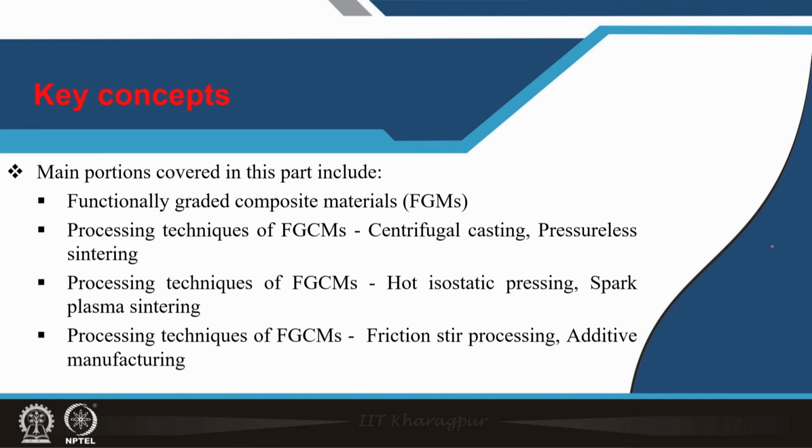You will see that FGMs can be fabricated by using both the melting casting route and the powder metallurgy route. As I discussed in the last lecture, FGMs are actually composite materials with a gradual gradation of the structure and composition along one particular direction, and depending upon the combinations like metal-metal or metal-ceramic or ceramic-ceramic, different processing techniques can be used.